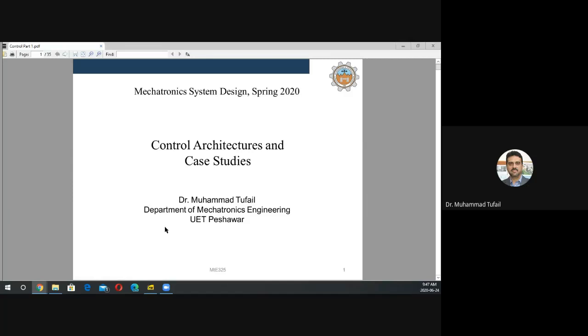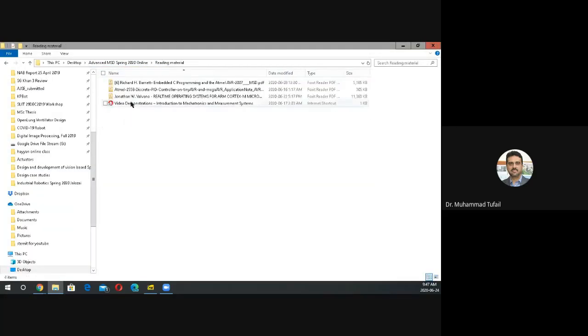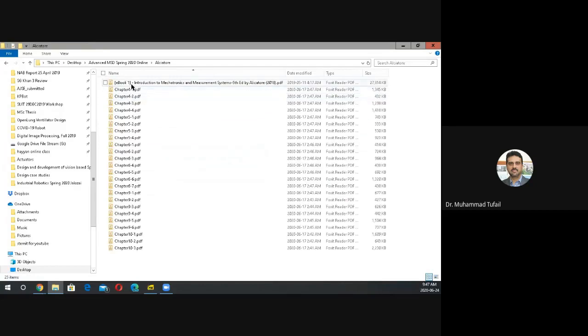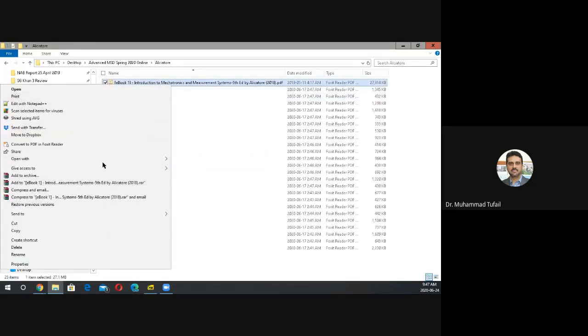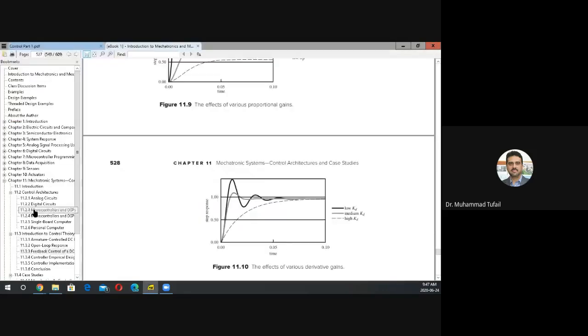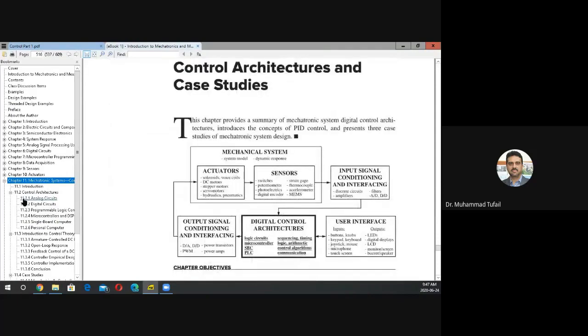So the topic is control architectures and case studies. If you look at the textbook, it's the last chapter. So here we go, this is the chapter. This is the textbook, and this one is where we are: Mechatronics system, control architecture, and case studies.